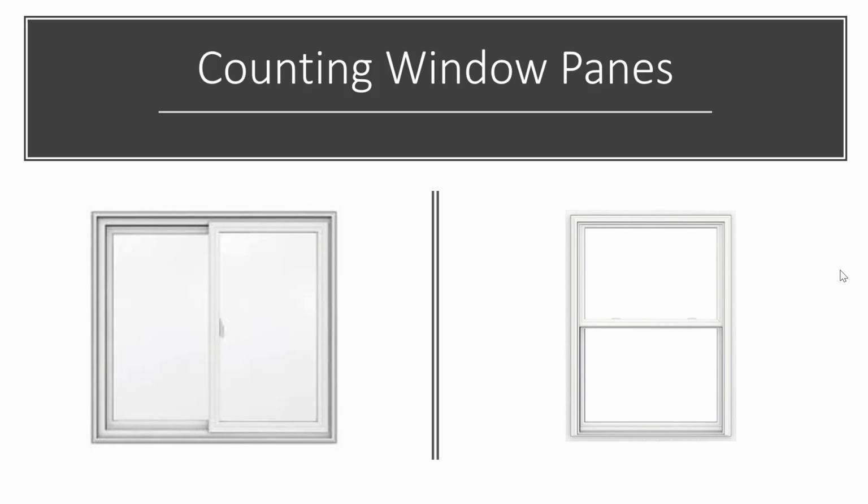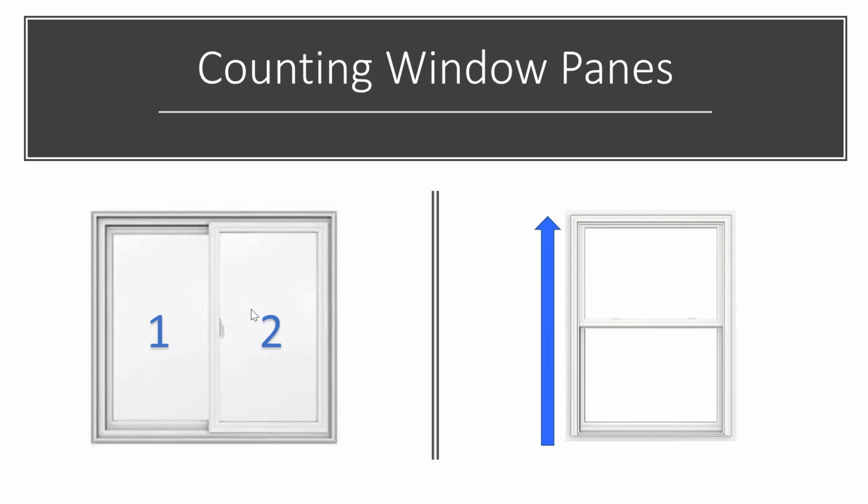So when we do window pane counting, it's not per window. If you take a look at the window here on the left, we wouldn't count this as one. There's actually two pieces of glass, a left piece of glass and a right. This is a window that slides open, so we'd count this as two pieces of glass or two window panes.